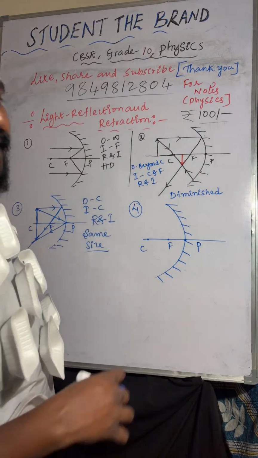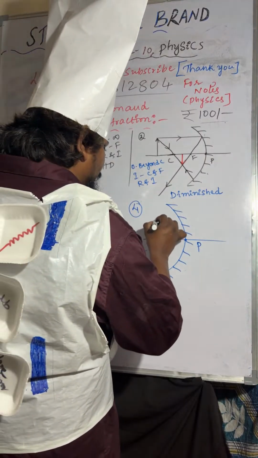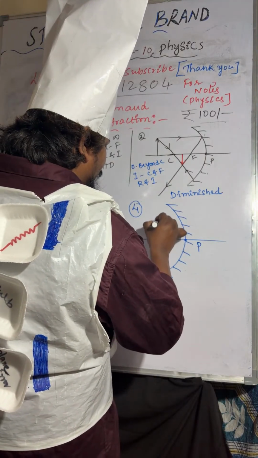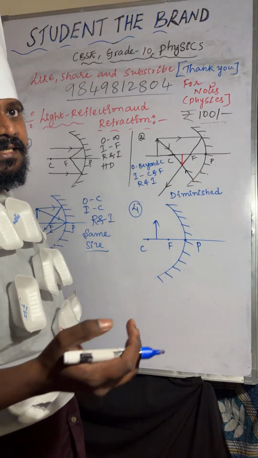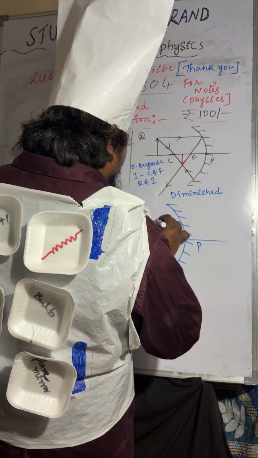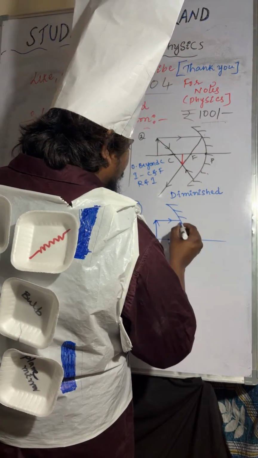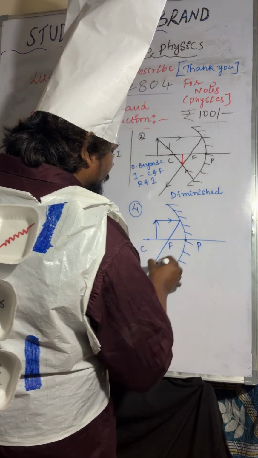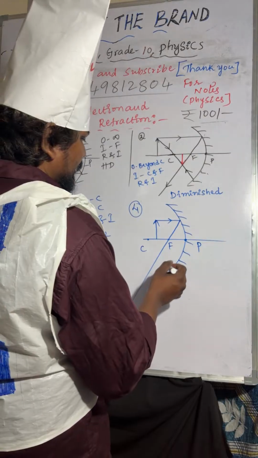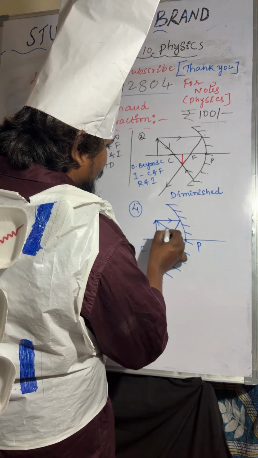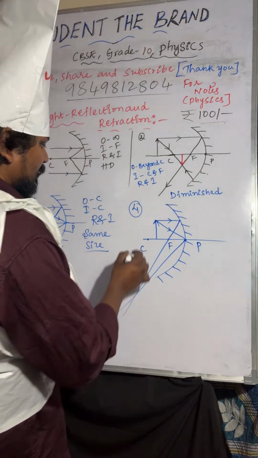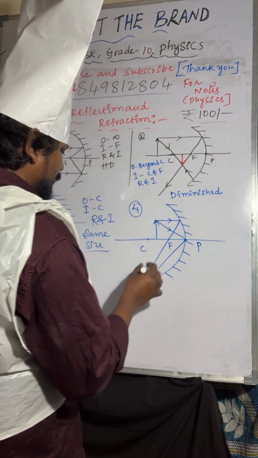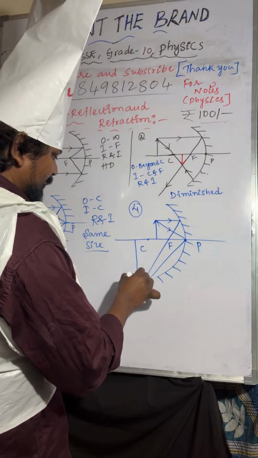So the object is placed between C and F. How many light rays are required to form the image of the object? Minimum 2 light rays, as I said. One light ray I am taking like this, and after reflection it passes through the focus. Another light ray is incident at the pole, so it will be reflected. These light rays will meet here.